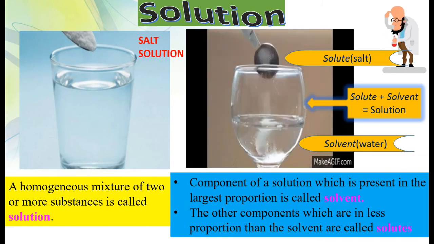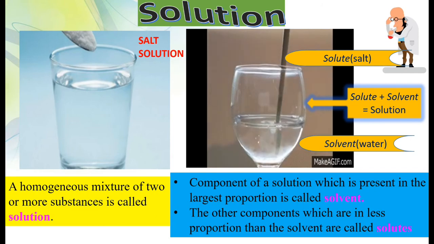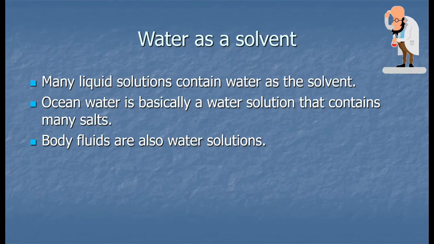Okay, everything is clear here up till here? Now remember, water is a universal solvent. Many liquid solutions contain water as a solvent. बहुत सारी चीजों में वाटर को इस्तेमाल होता है डिसॉल्व करने के लिए दूसरे सब्सटेंसेस को. ठीक है, इसीलिए बोला जाता है वाटर इज अ यूनिवर्सल सॉल्वेंट. Ocean water is basically a water solution that contains many salts.